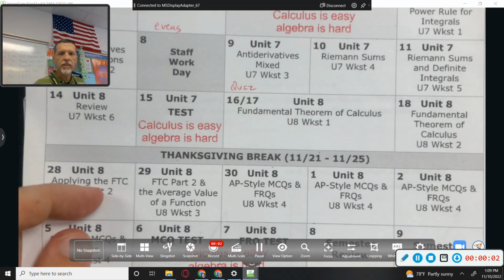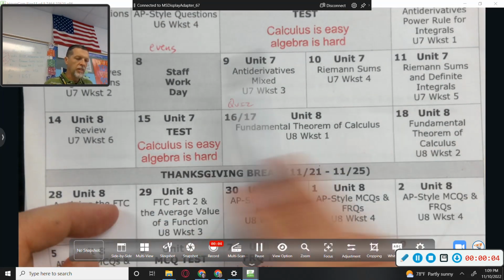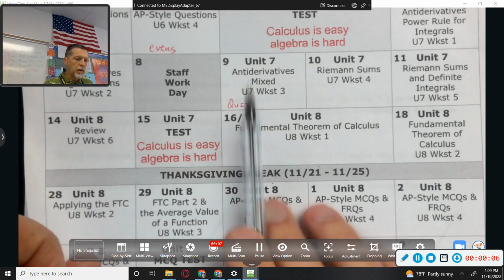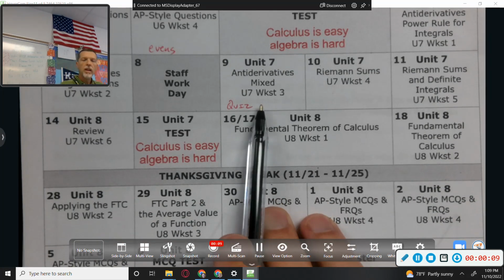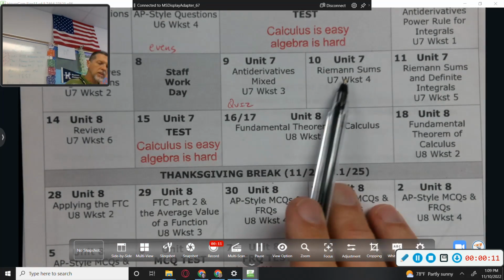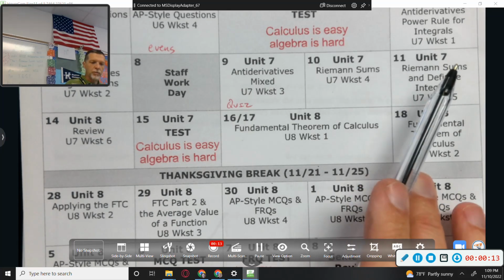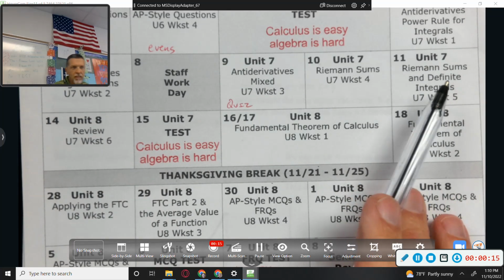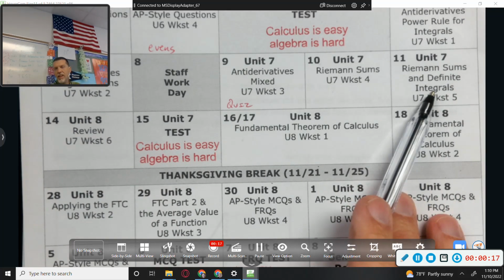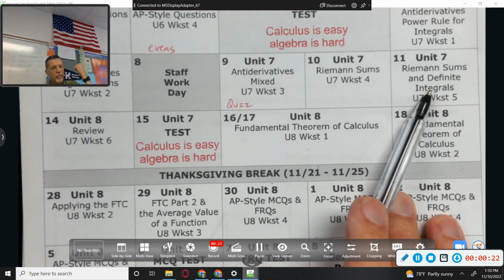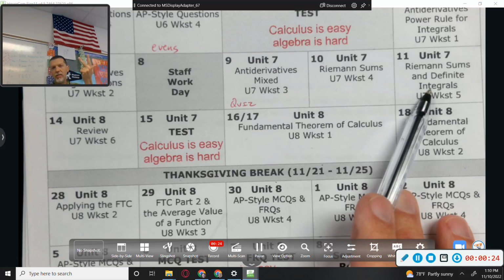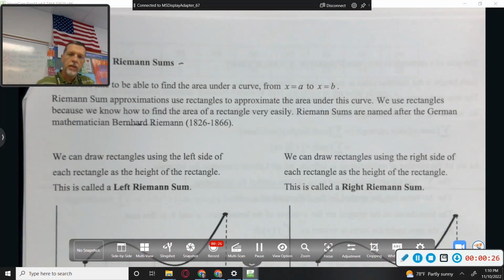So looking at the calendar, we've done 3 days on antiderivatives: Friday, Monday, Wednesday. We took the quiz on Wednesday. Today we'll do Riemann sums, and tomorrow we'll make the connection between Riemann sums and integrals. So those are kind of the 3 topics for the test: just plain antiderivatives, plain Riemann sums, and then this connection between the 2 of them.